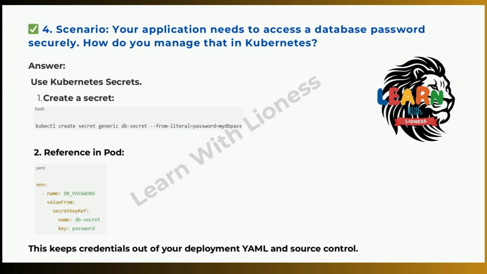Scenario 4. Your application needs to access a database password securely. How do you manage that in Kubernetes? Answer. Use Kubernetes secrets. 1. Create a secret: kubectl create secret generic db-secret --from-literal=password=mypass. 2. Reference in pod: env, name: DB_PASSWORD, valueFrom, secretKeyRef, name: db-secret, key: password. This keeps credentials out of your deployment YAML and source control.